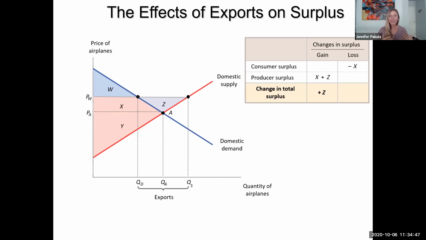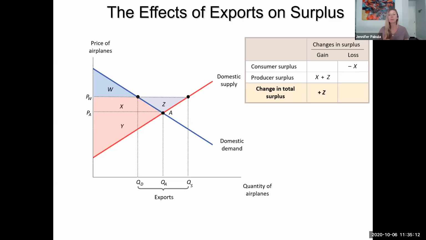When we engage in trade, in this case, when we have exports, the price increases up to the world price. Therefore, consumers are the losers. They're paying a higher price and getting less quantity. Therefore, they lose out on area X, and consumer surplus is only area W.